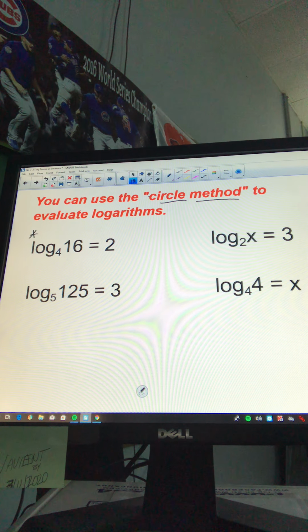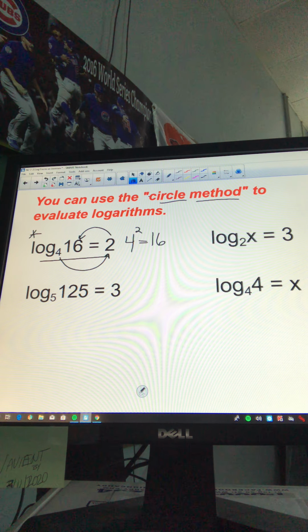For example, right here, okay? Log base 4 of 16 equals 2. We can convert that to an exponential by saying 4 squared equals 16, which obviously is true. And in this example here, we can say that 2 cubed equals x. Well, in that case, we know that x is equal to 8, because 2 cubed is 8. Okay? So that's just a quick review of the circle method.